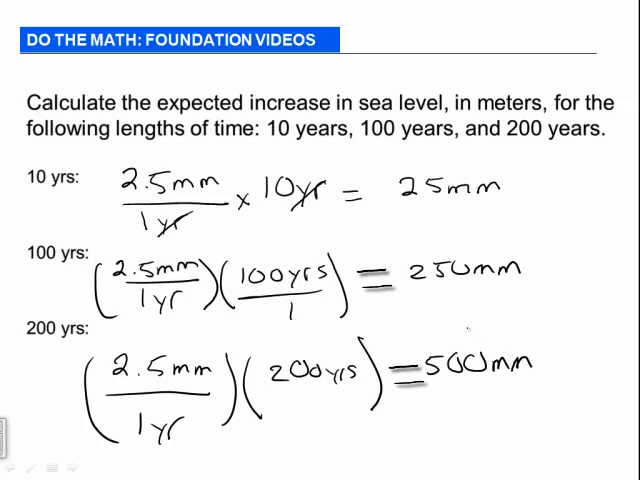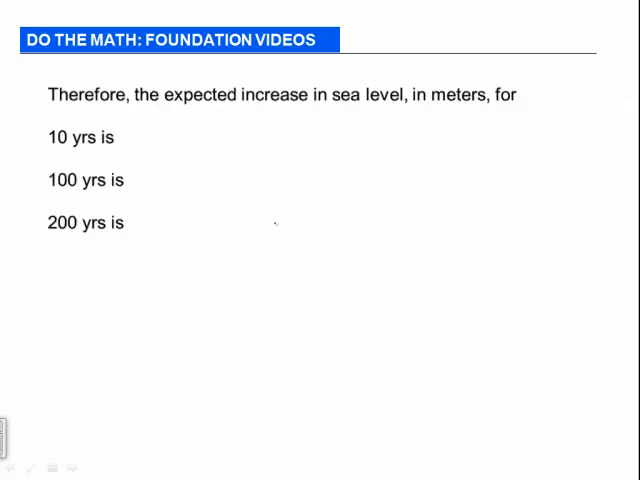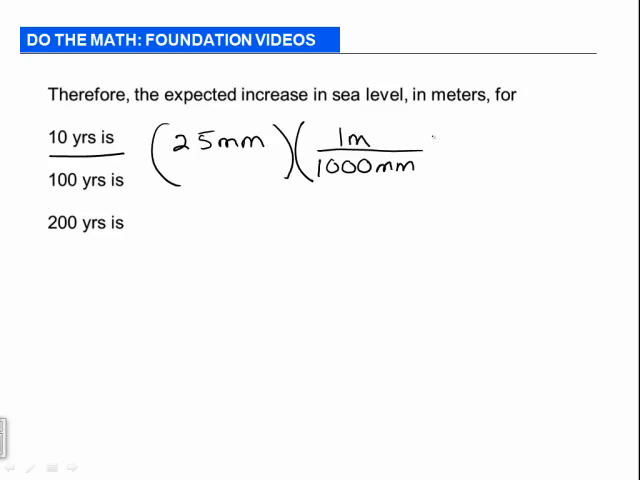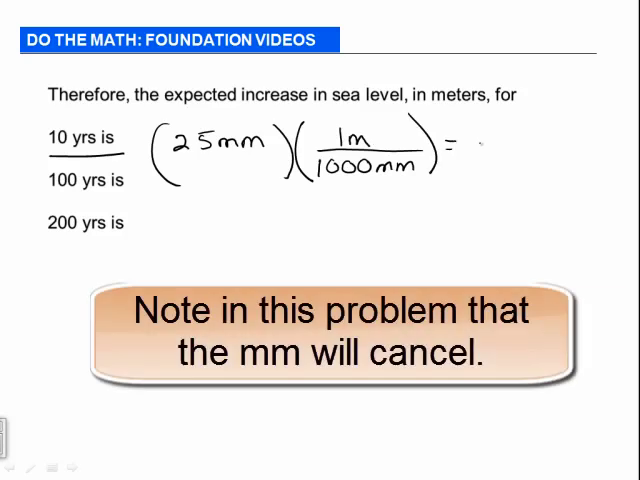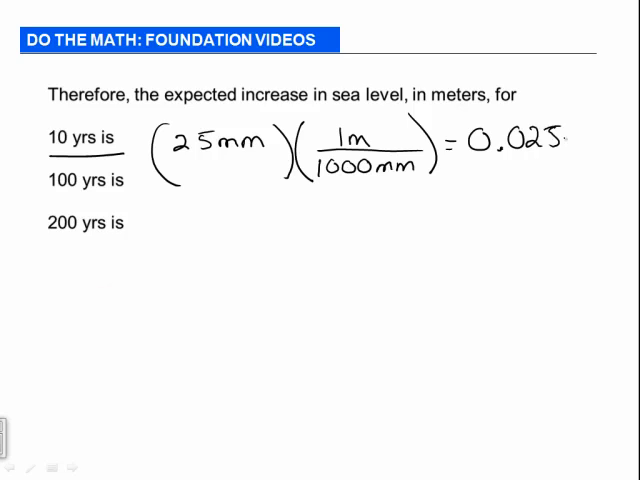Now, in the next step, what we need to do is take our numbers and convert them into meters. So for the 10 years, remember the number was 25 millimeters. And actually what you would do is, there's probably an easier way, you're going to divide by 1,000, but if you really want to know why, that's because there's 1,000 millimeters in 1 meter. And so if you divide by 1,000, in 10 years you get 0.025 meters.